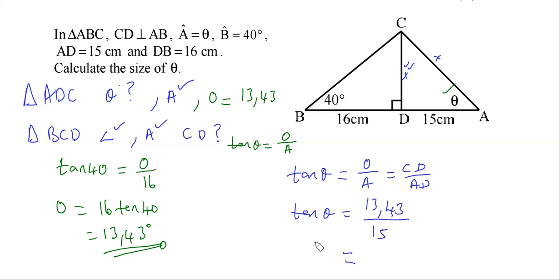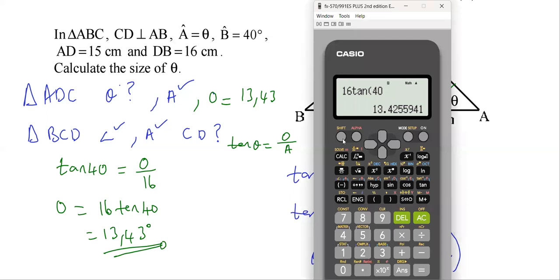Then theta is going to be equal to arctan of 13,43 over 15. What do we get there? We'll get shift tan, 13,43 over 15. So we get 41,84.